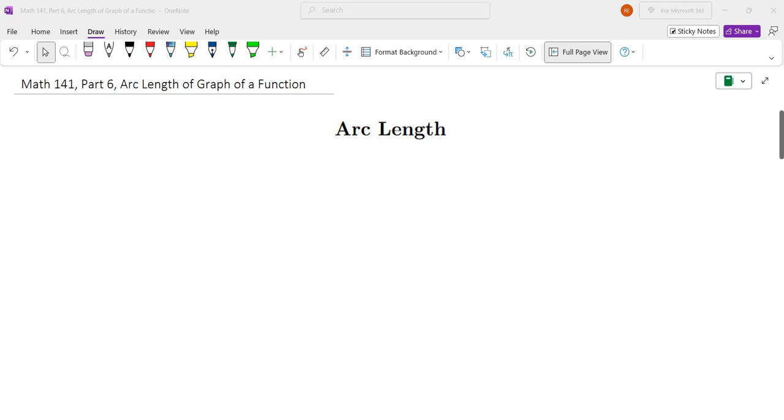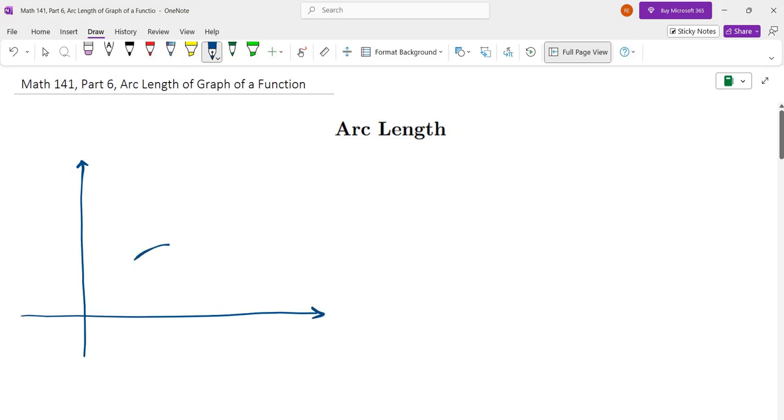Hello, this is video number 6 on my single variable calculus 2. In this video, we're going to talk about another application of the integral, which is arc length of the graph of a function. So let's just start with a function. Let's say y equals f of x, and we want to find the length of this graph of the function from x equals a to x equals b.